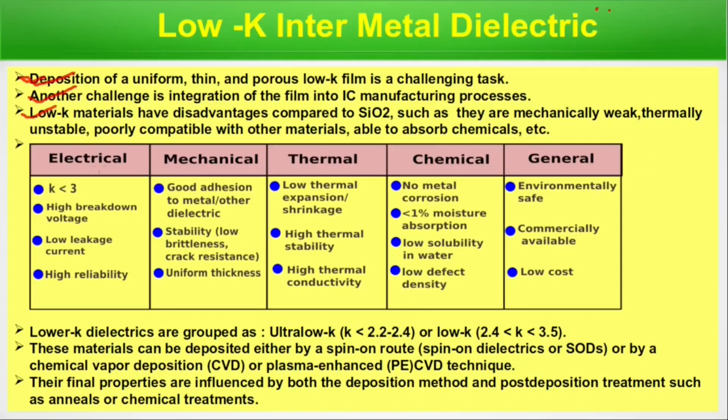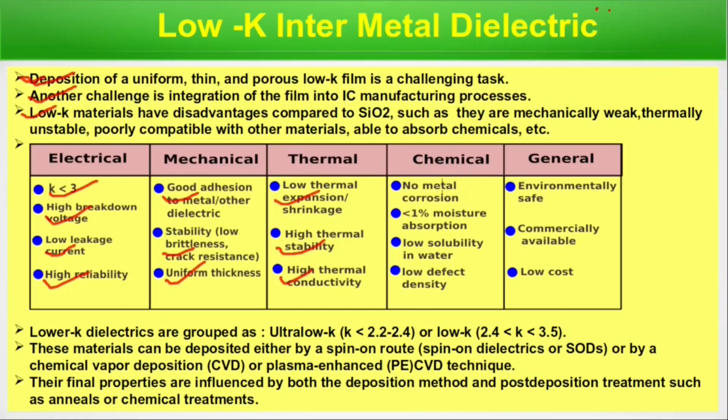These are 5 categories. So electrical: the dielectric constant must be less than 3. Breakdown voltage must be high. How breakdown voltage and dielectrics are related, if you want to understand this, please refer to the reliability episode. There I have discussed it. Now low leakage current, that is leakage current and leakage related properties in the case of dielectric, that I have also discussed in the reliability episode. High reliability. So mechanical, what are the mechanical properties required? Good adhesion to metal or other dielectric, stability, that is low brittleness, crack resistance, and uniform thickness. Thermal properties: low thermal expansion or shrinkage required, high thermal stability required, high thermal conductivity required.